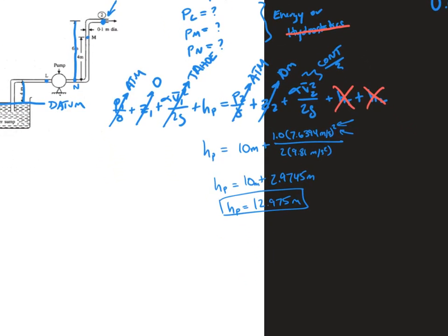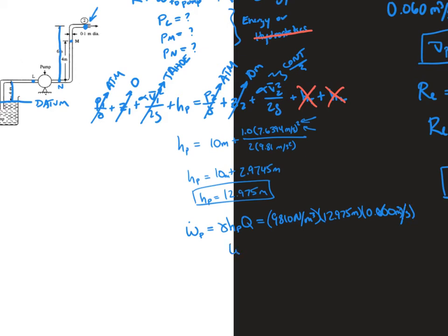So that's the head of the pump. From there I can get the power the pump supplies to the fluid, which is gamma HP Q. Gamma is 9810 newtons per meter cubed, HP is 12.975 meters, and Q is 0.060 cms. If you multiply all of those, W dot pump equals 7,637.1 newtons times meters per second. So W dot of the pump is 7.64 kilowatts, and we would report this number.